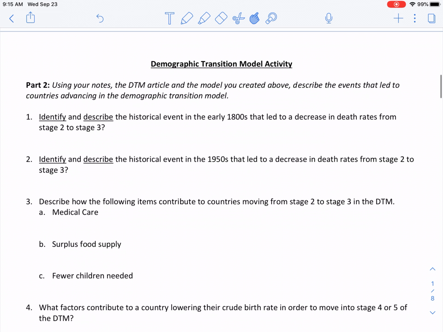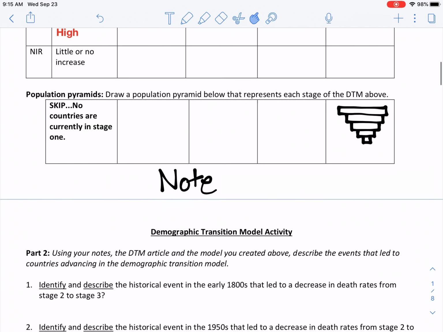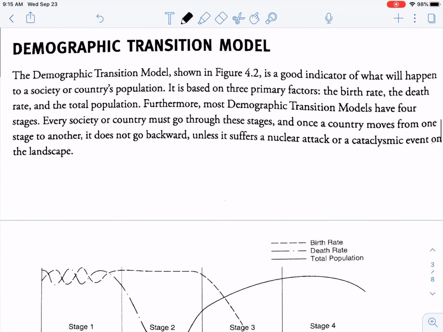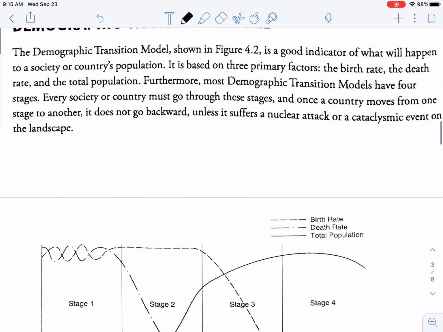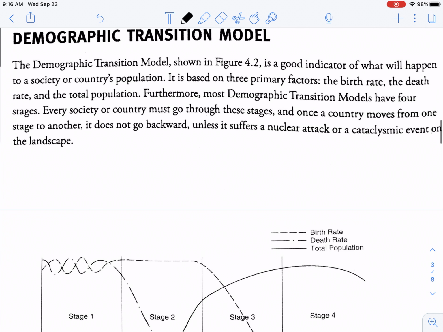In part 2, you can go back in the notes. In the early part of the notes, I talked about some historical events that affected the world and pushed some countries through stage 2 and stage 3 and into stage 4. So look for those in the notes. And another place you can look to help you answer all these questions is to go to the reading. If my notes didn't make sense, refer to this reading because it essentially is saying the same information to you that I put in my notes.